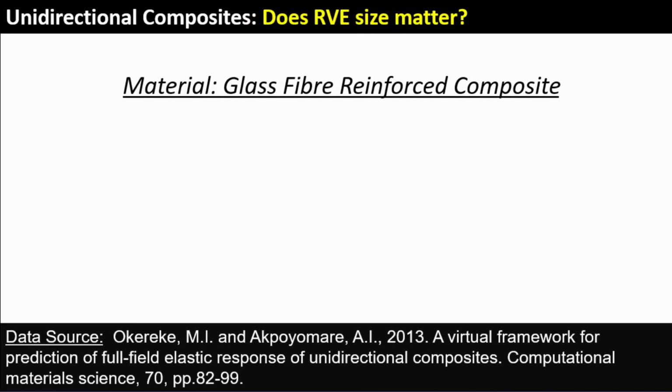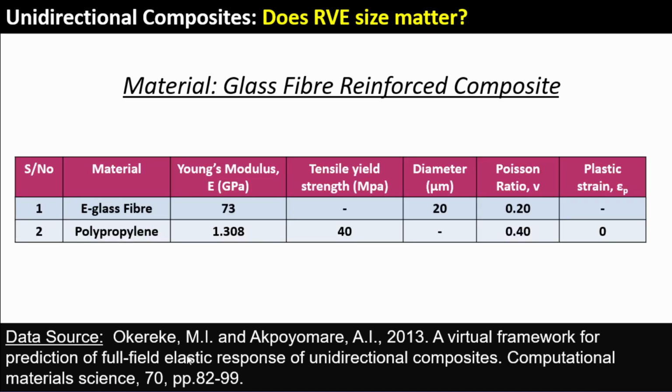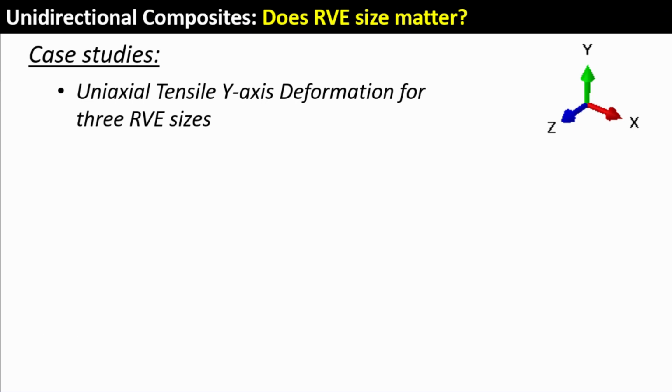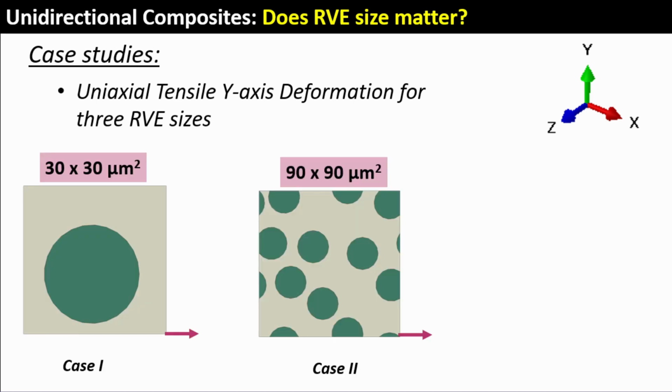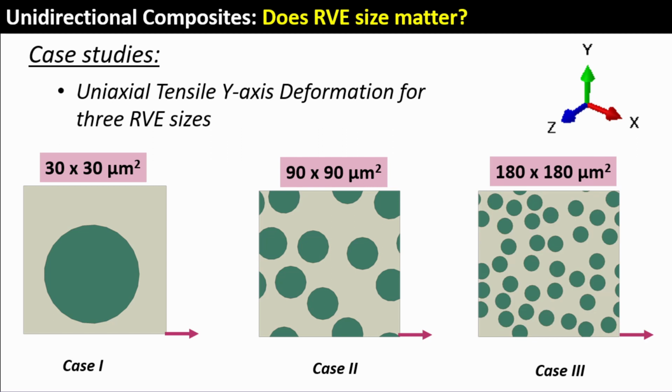So what is the material we're going to deal with? It's a glass fiber reinforced composite, whose properties are specified here, and I've taken that from a publication that I produced a few years ago on some of these ideas I'm talking about today. The case studies we'll be investigating are uniaxial Y tensile deformation or X tensile deformation. Case 1 is 30 by 30, then we move to 90 by 90, and then to the largest, which is 180 by 180.